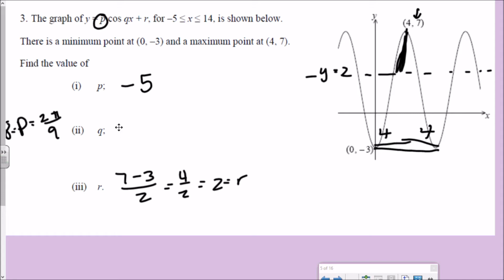So I'm going to say 8 is equal to 2 pi divided by q. And solve for q. I can swap these two, so I can say q is equal to 2 pi divided by 8, which is equal to pi divided by 4. And that's my q.